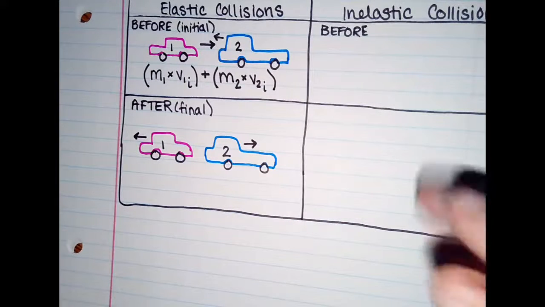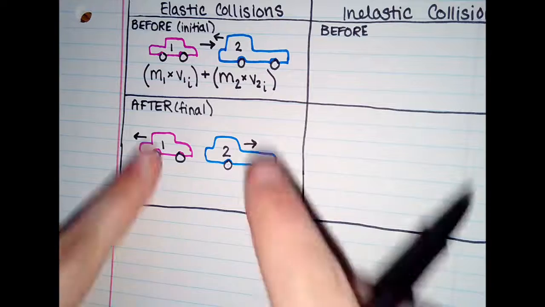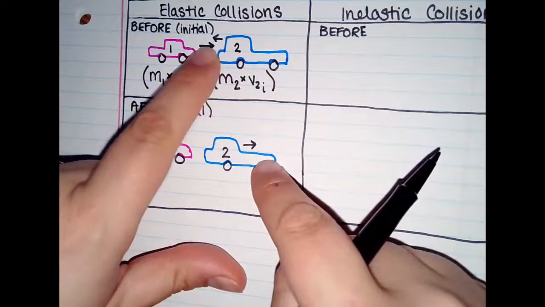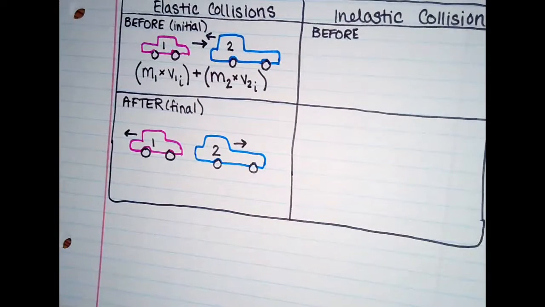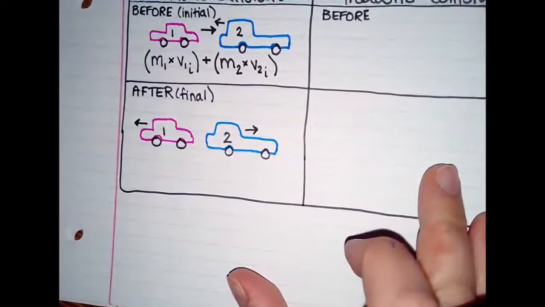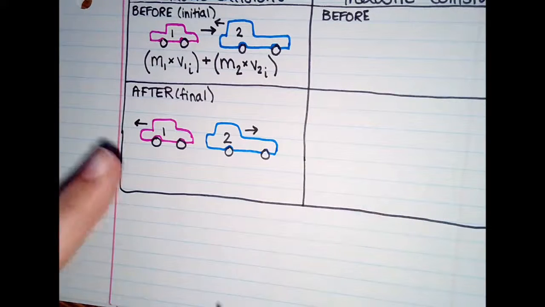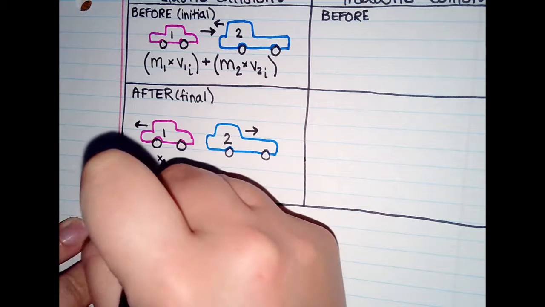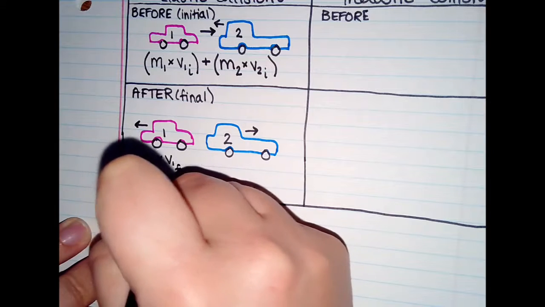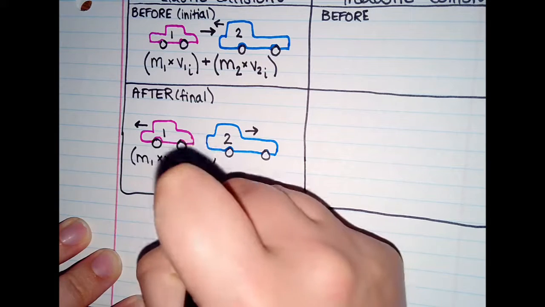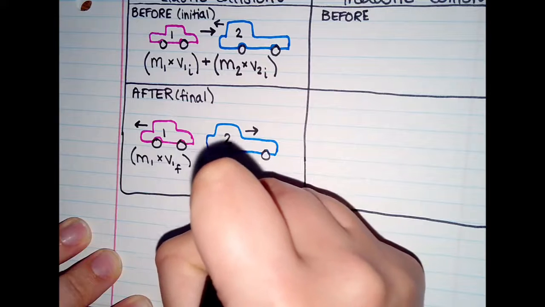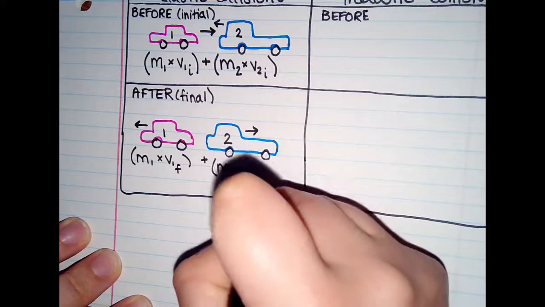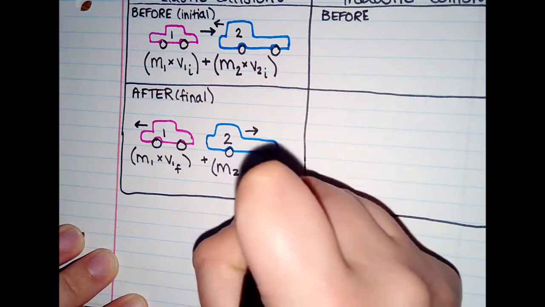So how are we going to figure out how they cancel out? You would make one direction positive and one negative. How would we figure out the after? Kind of the same thing. Mass times velocity final plus mass times velocity final.